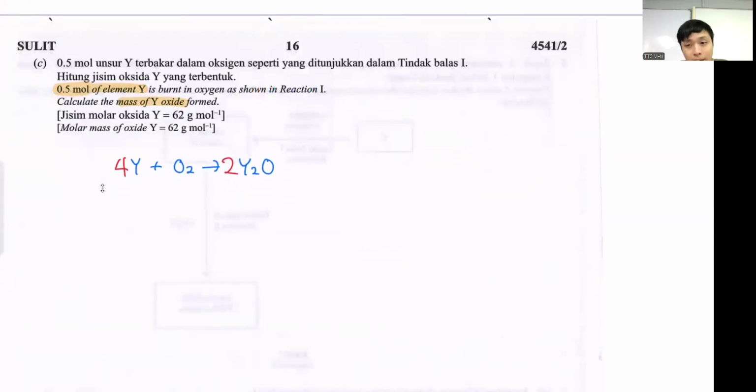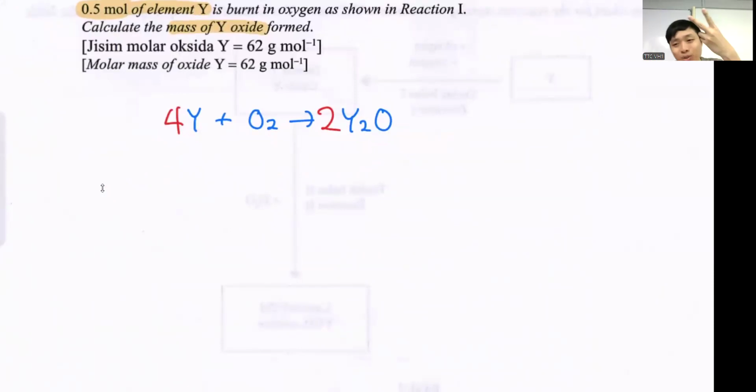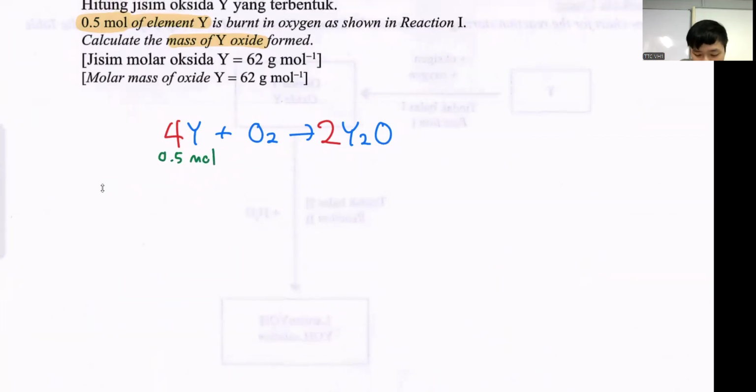See, and then ratio, mass, two steps only, 2 marks. So just write down the information. For those who always confuse this question, write down the information they give: 0.5 mole of Y. Okay, 0.5 mole. And then mass of Y oxide. This is Y oxide, right? Since you want to find mass of Y2O, you write mass equals to question mark.